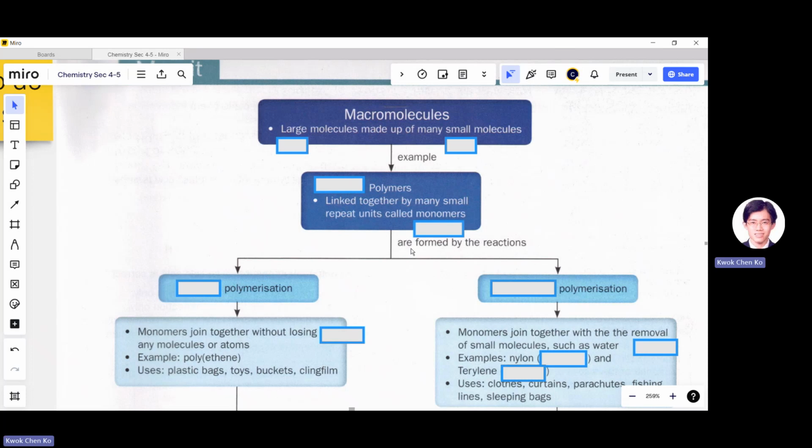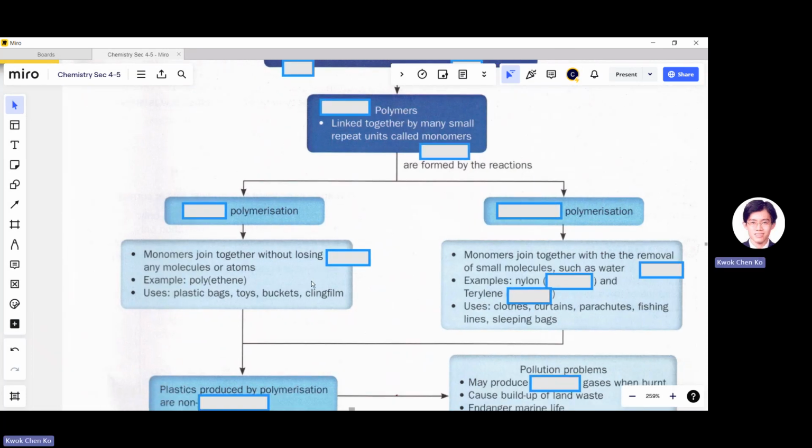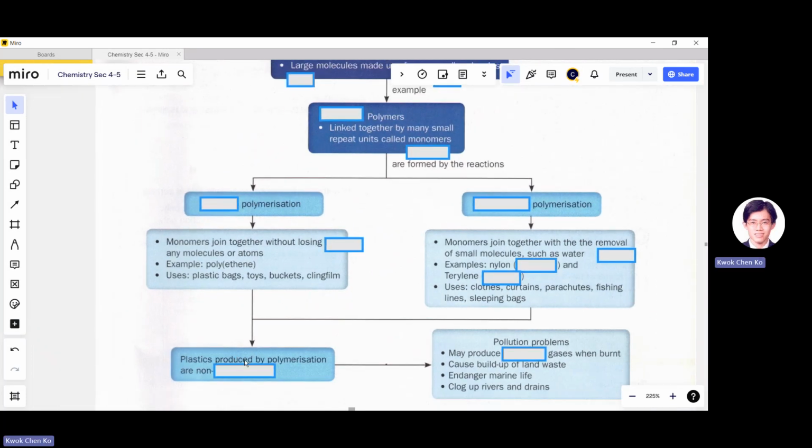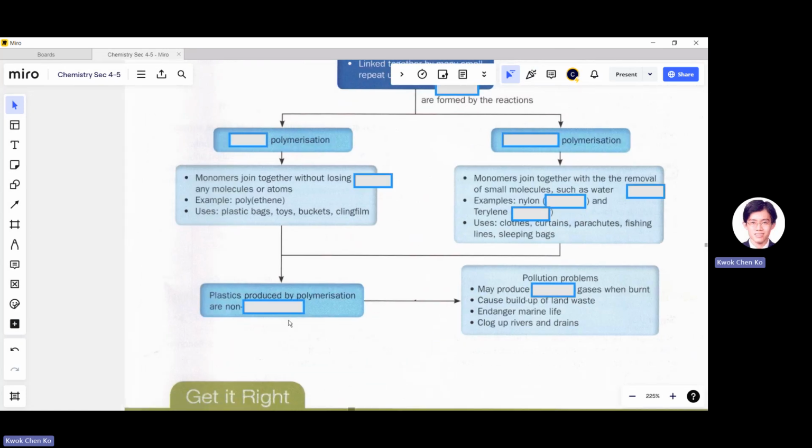Good. Make sure you know that word, monomers. Then, plastics produced by polymerization are non-biodegradable. Yes, good. That one can still come up for you, so make sure you know this one.